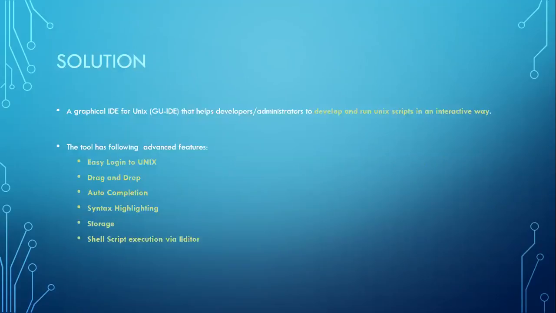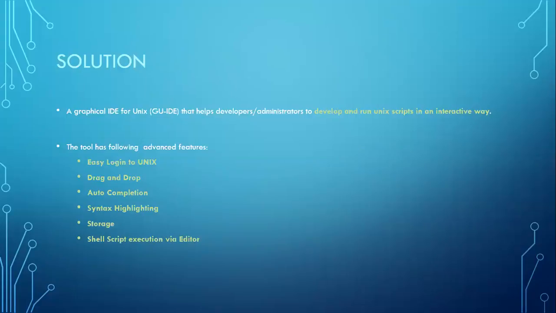It's going to be easy to log in to Unix through a GUI. You're going to connect. Of course, there is PuTTY and other things, so you can easily log in, so it's already there also. Then drag and drop, AutoCompletion, syntax highlighting, and the storage. That means you will be writing your shell scripting in my editor, that is GU-IDE, and you'll have two options: whether you want to store it in the local drive or in the Unix box itself. So you can store in both areas.